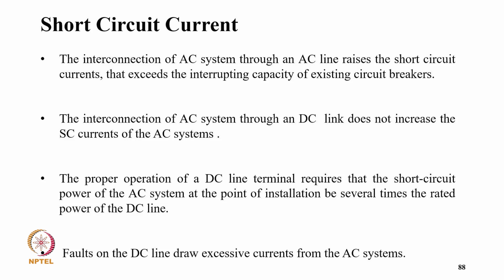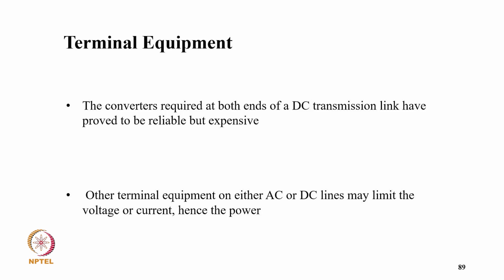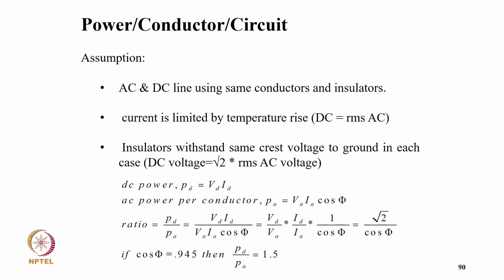The proper operation of a DC line terminal requires that the short circuit power of the AC system at the point of installation be several times the rated power of the DC line, and faults on the DC line draw excessive current from the AC system. Now coming to terminal equipment: the converters required at both ends of a DC transmission link have to be proven reliable but are expensive. The other terminal equipment on either the AC or DC line may limit the voltage or current, hence the power.